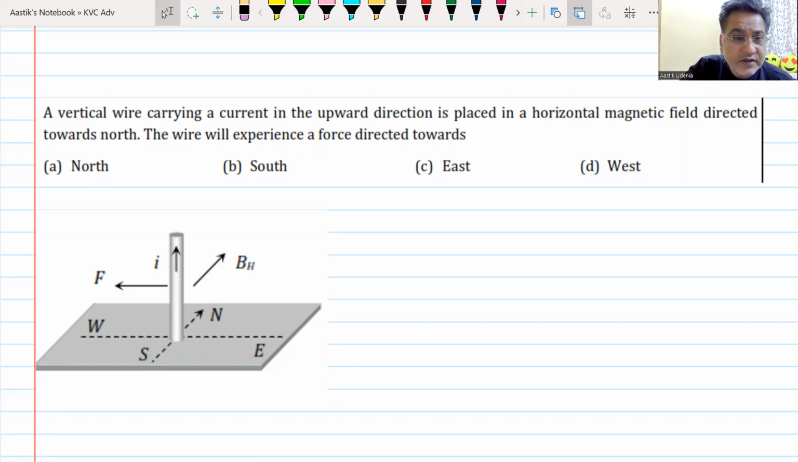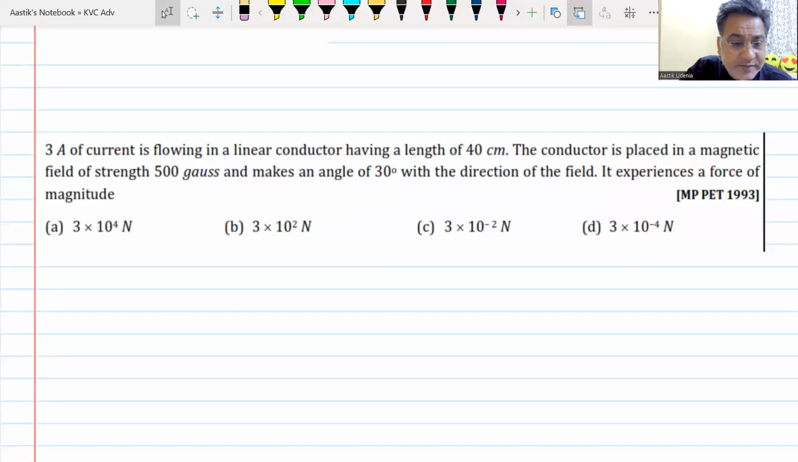Yes, sir. This is the next question. This question primarily relies on your ability to calculate and whether you know the relation between Gauss and Tesla. I'll give you 1 minute to solve this.